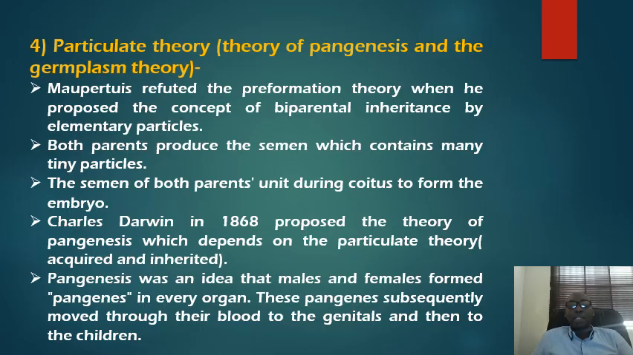In 1868, Charles Darwin proposed the theory of pangenesis, which depends on the particulate theory of acquired and inherited traits. The pangenesis was an idea that males and females formed pangenes in every organ, not just the reproductive organs, but in all organs of the body, including the somatic cells and the gametic cells. And these pangenes subsequently move through the blood to the genitals and then to the children. Of course, he was wrong, as that's not accurate.